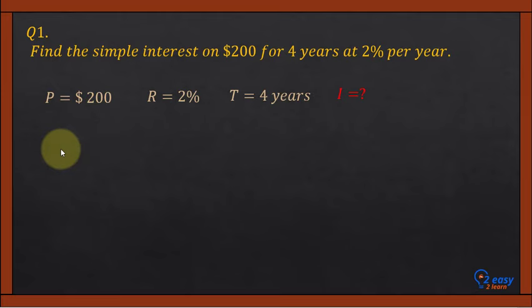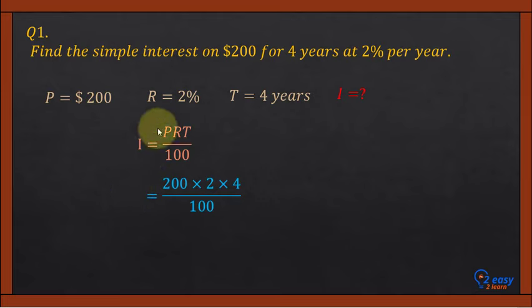In the question, it is mentioned it is the simple interest. So we will write the formula of simple interest. I is equal to PRT over 100. Plug these values in this formula. So I is equal to P is 200, R is 2, and T is 4, divided by 100. Simplify this expression, we will get $16. So at the end of 4 years, we will get $16 extra on $200.